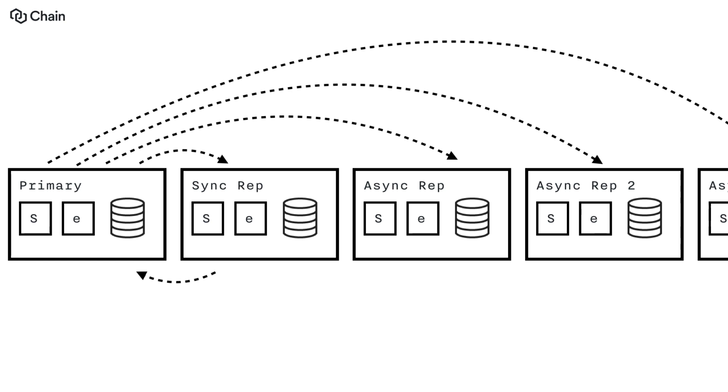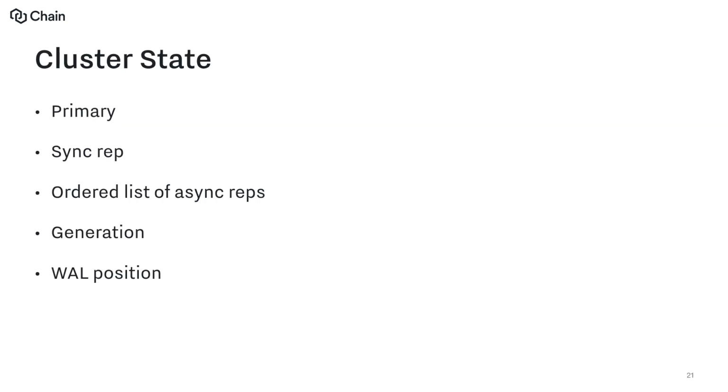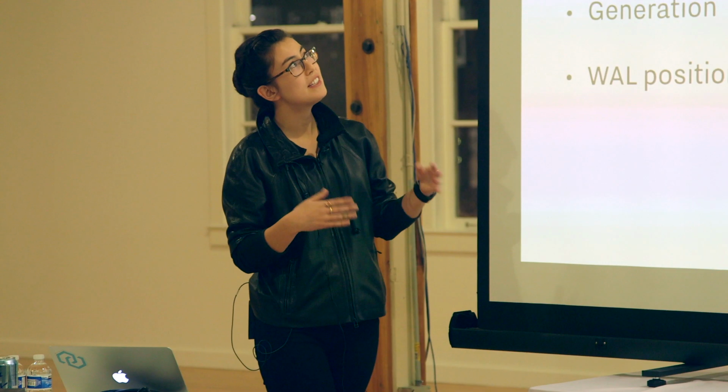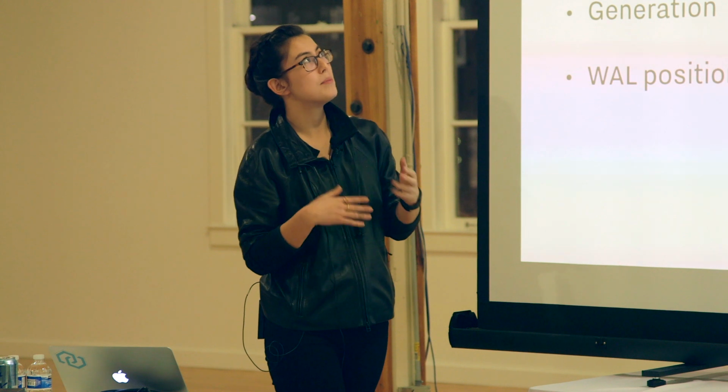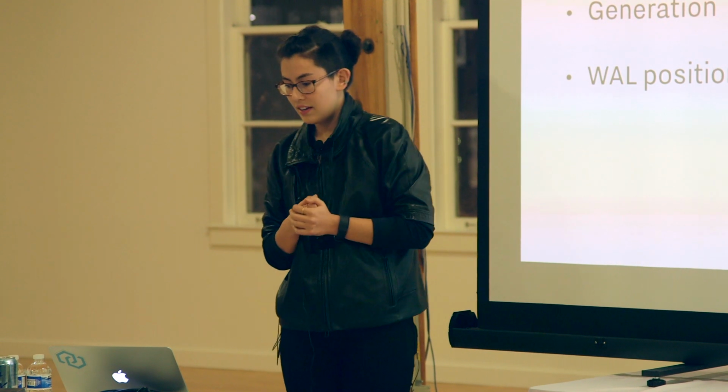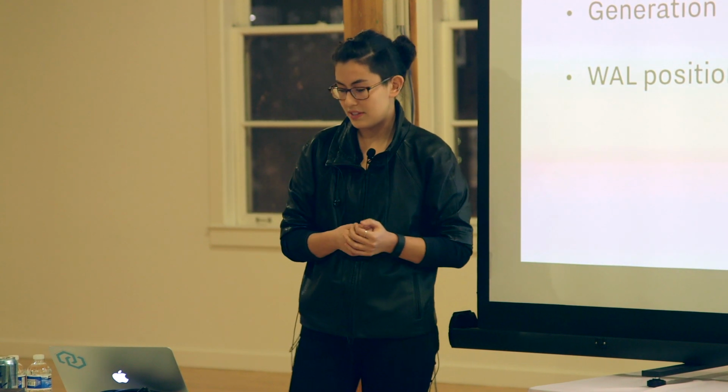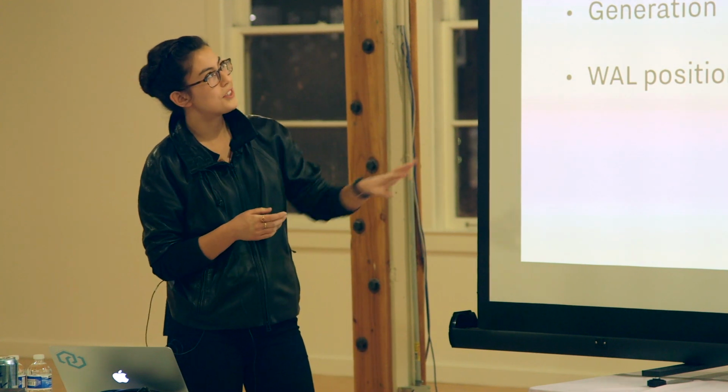And it does this by modifying this thing called cluster state. The cluster state is a set of values stored in etcd, which means that everyone agrees on it, right? And it can only be updated by the primary or by the sync rep if it's about to become the primary. And every node in the system is constantly checking the cluster state in order to know their role in the system.